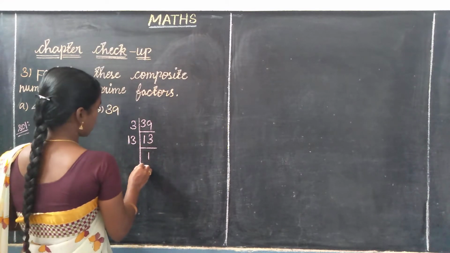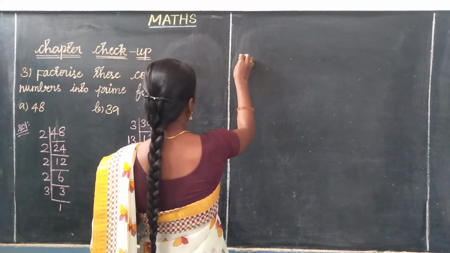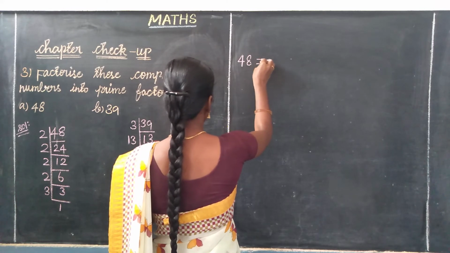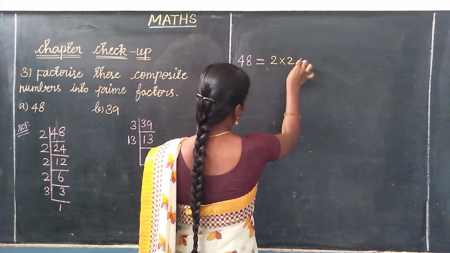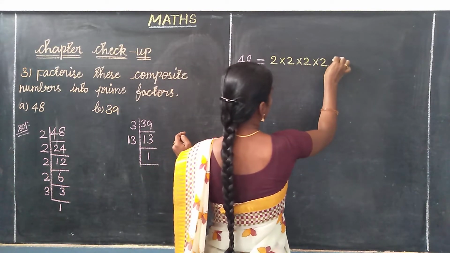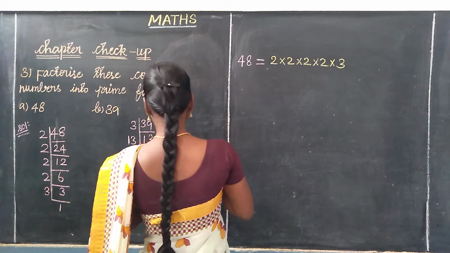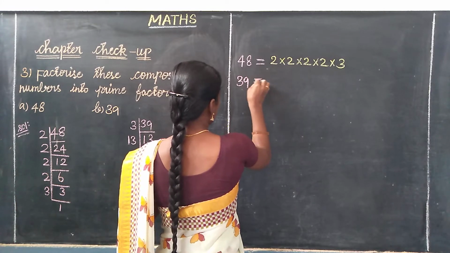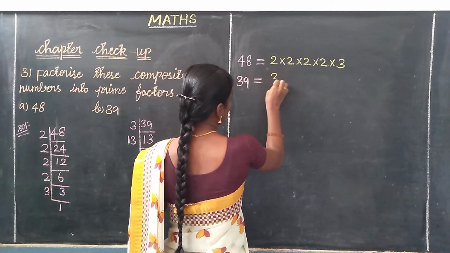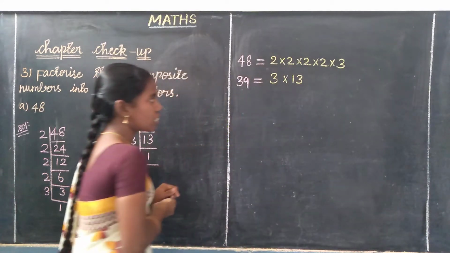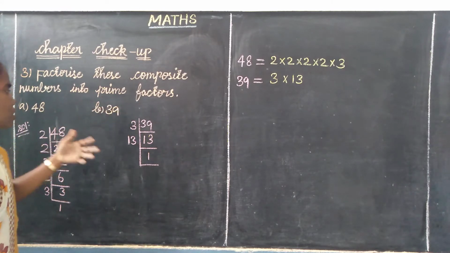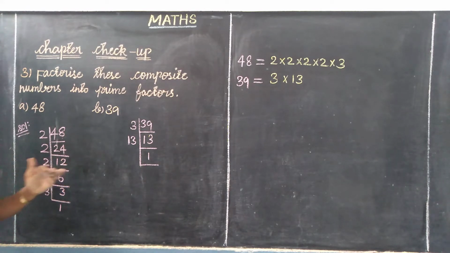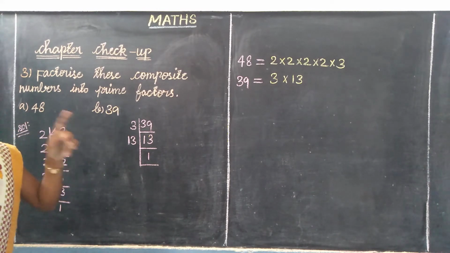The factorized value of 48 has how many factors? 4 times 2, and 3, 1 time. And next 39: 3, 1 time, and 13, 1 time. The problem was to factorize these composite numbers into prime factors. So the prime factors of 48 are 2 four times and 3 one time, and the prime factors of 39 are 3 one time and 13 one time.